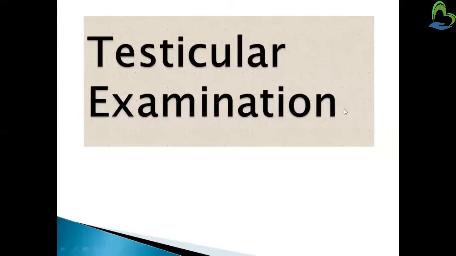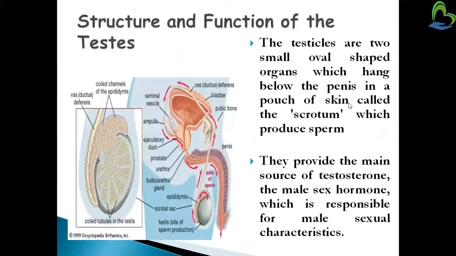Okay, students, today's topic is testicular examinations. Firstly, what are the structure and function of the testes? You can see over here the testes are two small oval-shaped organs which hang below the penis in a pouch of skin called the scrotum, and they produce sperm.